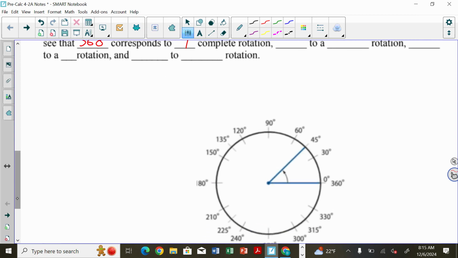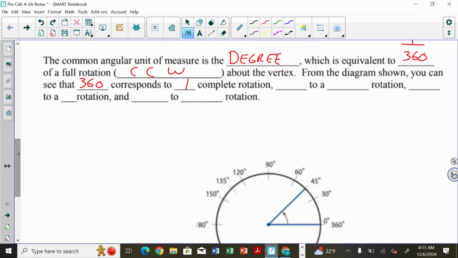Because if I'm at 0 and I go all the way around, 1 complete rotation, that would be 360 degrees. We also know that 180 degrees would be 1/2 of a rotation. We can continue with that: 90 degrees would be 1/4 of a rotation, and 45 would be 1/8. You can really put some other things in here.